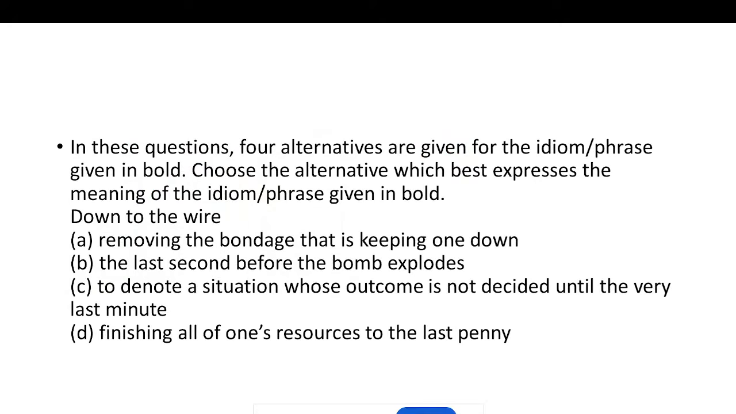Can you answer this question? In these questions, 4 alternatives are given for the idiom or phrase given in bold. Choose the alternative which best expresses the meaning of the idiom or phrase. Down to the wire. What do you mean by down to the wire?